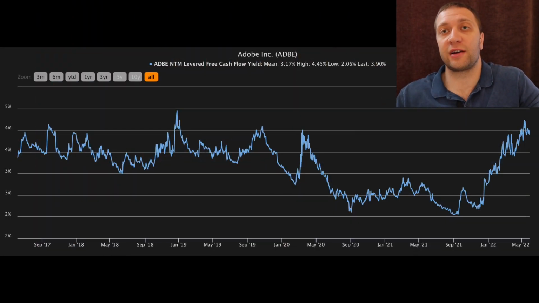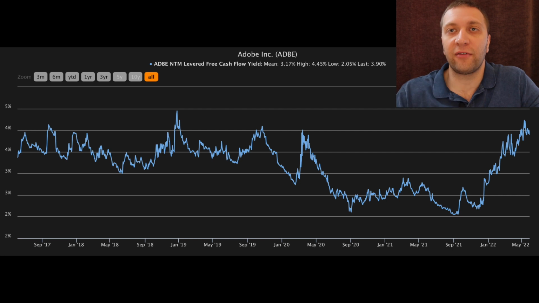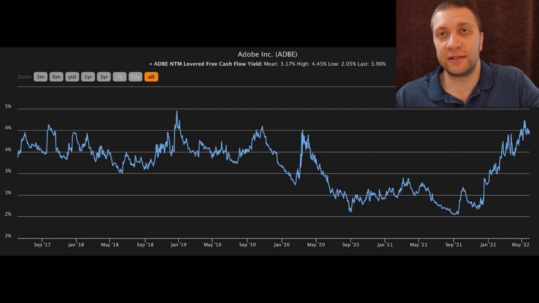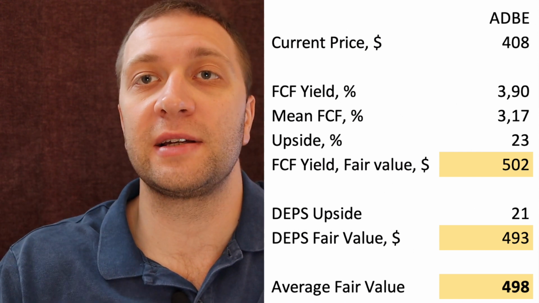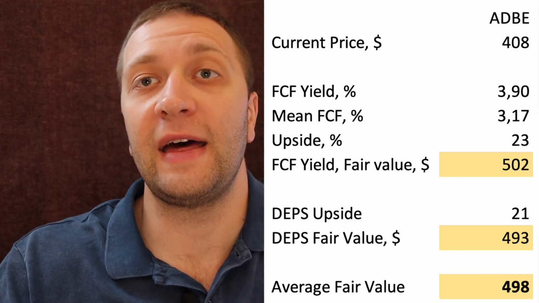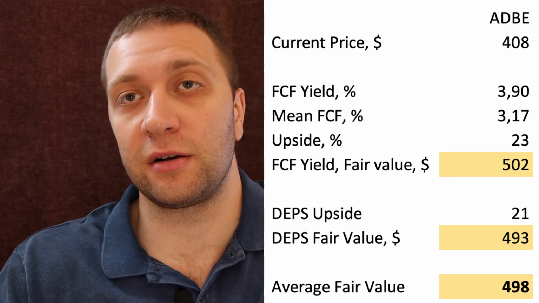If we use another valuation metric, which is similar to what Terry Smith uses in his analysis, the free cash flow yield method, we can see that the current free cash flow yield is 3.9%. The free cash flow yield is next 12-month free cash flow divided by market cap. So the last is 3.9%, while the average for the last 5 years is 3.17%. As a result, we get the fair value from this method of $502, which implies around 21% upside. If we take the average between the two methods, we get the average fair value of $498 per share.